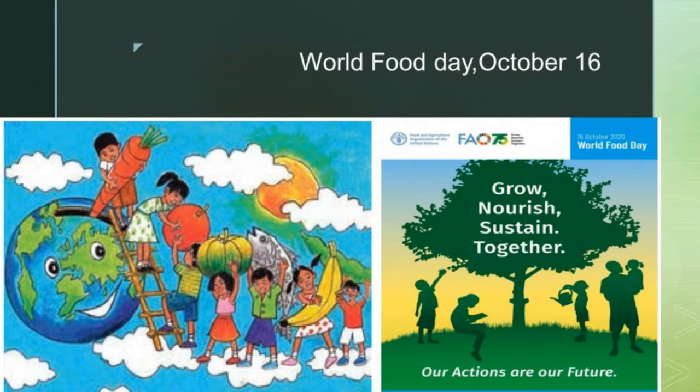World Food Day, October 16. The aim of celebration of this day is to promote worldwide awareness and action for those who suffer from hunger and for the need to ensure food security and a nutritious diet for all. Each year, World Food Day is celebrated by the Food and Agriculture Organization of the United Nations. World Food Day adopts a different theme each year, and the theme of 2020 was Grow, Nourish, Sustain Together.